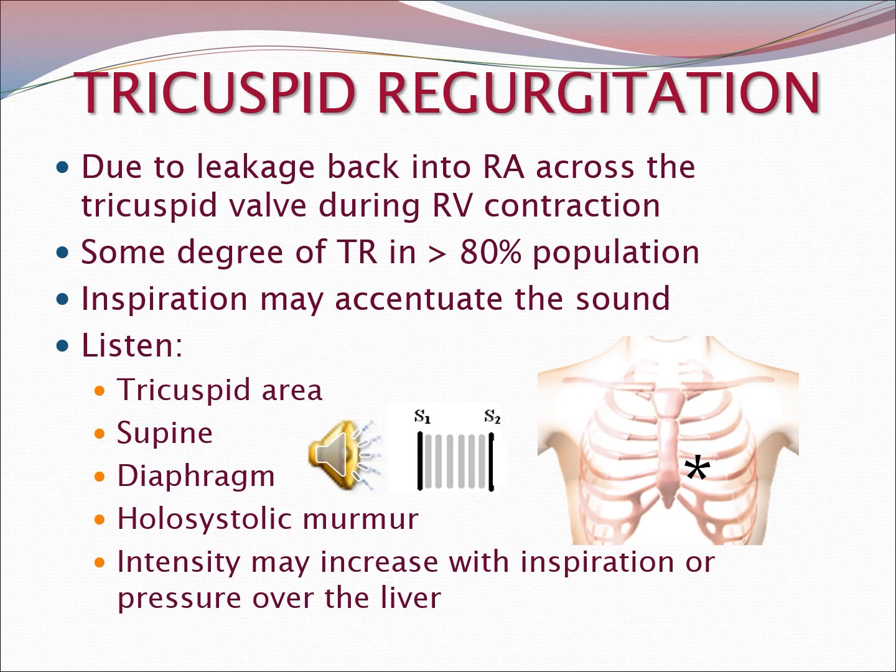Again, you want to listen over the tricuspid area. That's the fourth intercostal space left of the sternal border. The patient should be supine. Use the diaphragm of the stethoscope. You may hear a very common holosystolic murmur, and the intensity can increase with inspiration or if you apply pressure over the liver.